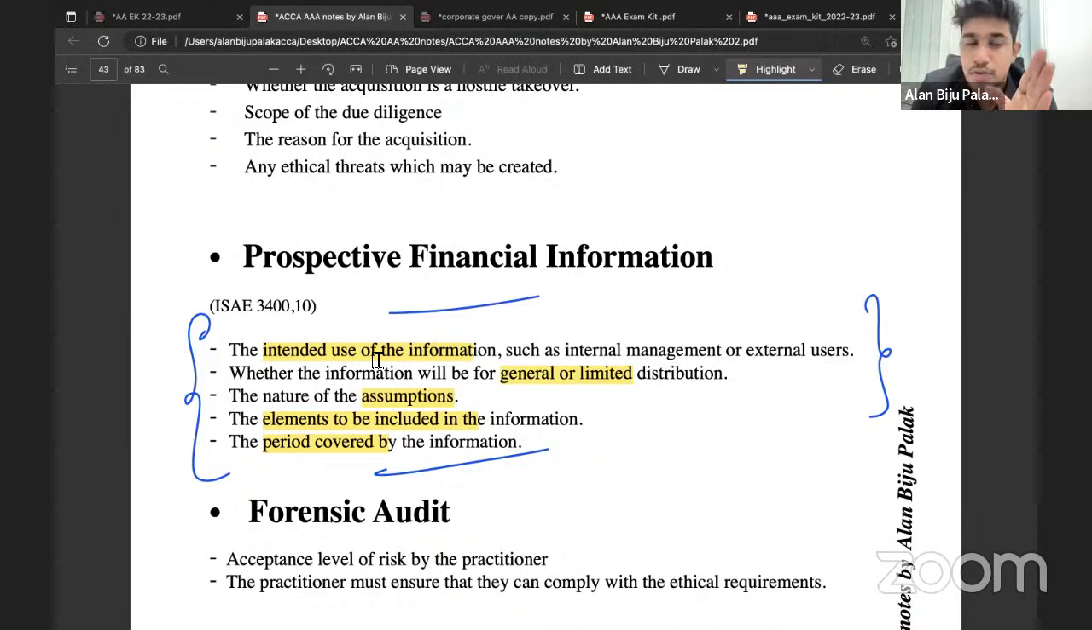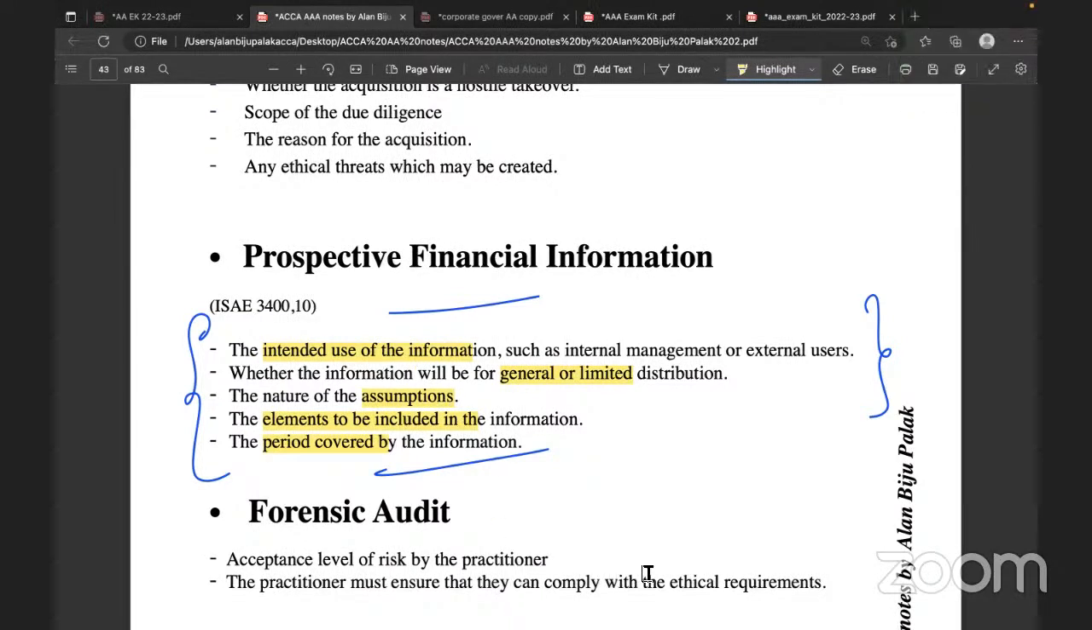But I have already told you one thing, that if you're getting a question on PFI engagement and matters to be considered before accepting that PFI engagement, you can directly use these points, because it's clearly specified in ISAE, International Standard on Assurance Engagements 3400, that it is mandatory for an auditor to consider these factors before accepting a PFI engagement. Clear, everyone? Yes, sir. Okay.